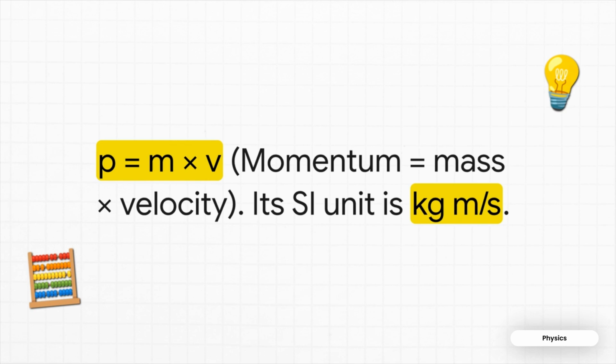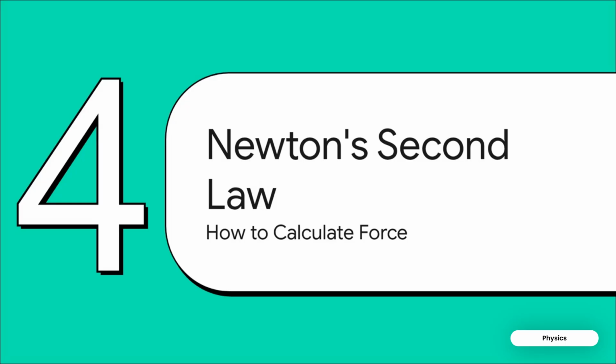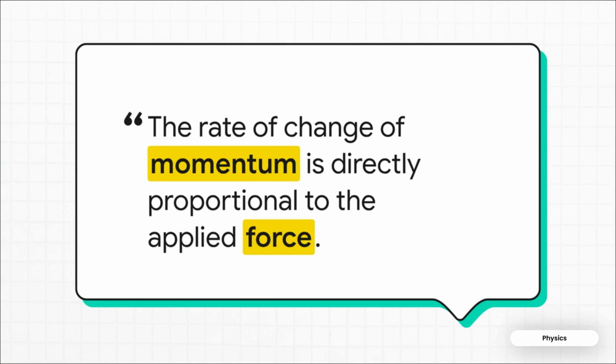Now let's see how this whole idea of momentum leads us right to Newton's second law. All right, now that we understand momentum, we can finally answer that big question from before. How do we calculate the exact amount of force needed? And this is precisely what Newton's second law tells us. So, here's the formal definition. It says the rate of change of momentum of a body is directly proportional to the applied force.